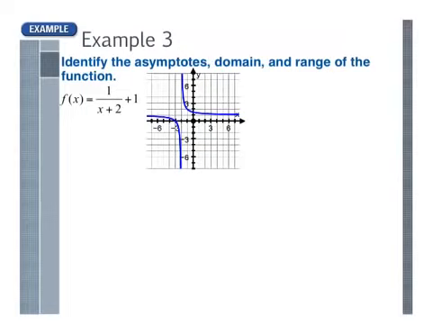Let's first find where the function is undefined. So you're going to set your denominator equal to 0, so x plus 2 equals 0, so x equals negative 2, and that's going to be your vertical asymptote.